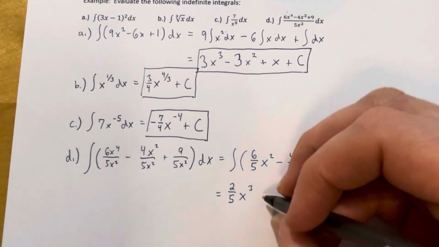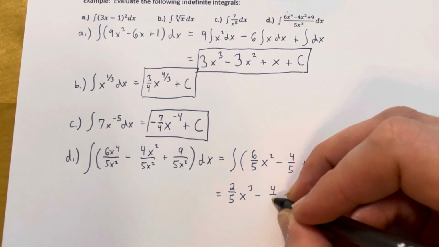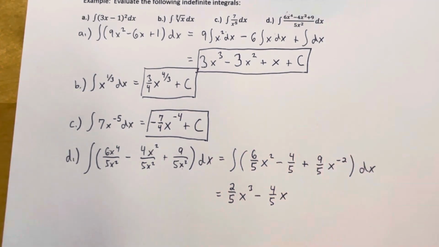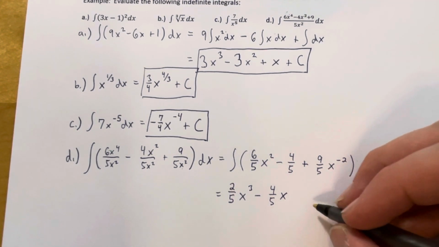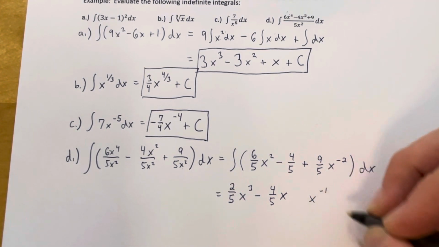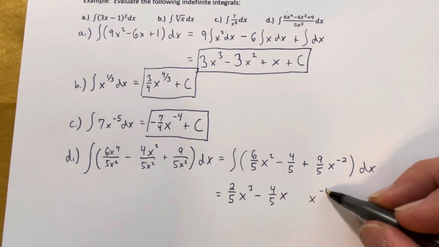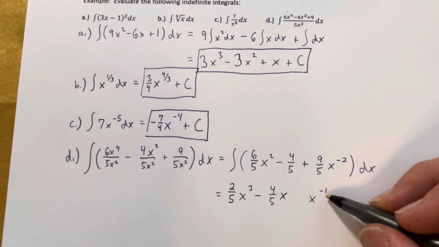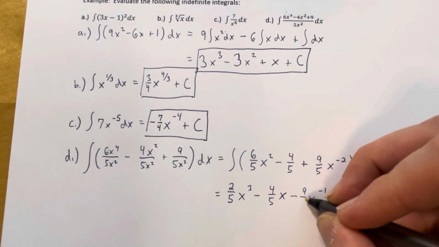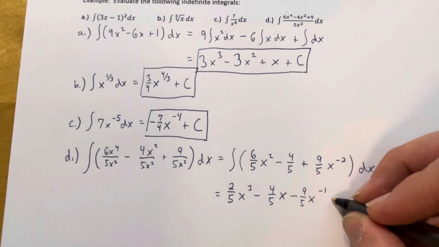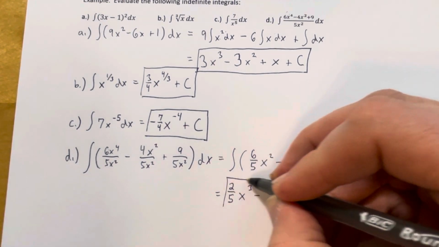Here, I have a constant. Constants are easy when you take antiderivatives of those. You just put an x in front. Here, I need to add 1 to the exponent, so I'm going to get x to the negative 1 power. Then I multiply by the reciprocal of this, which is still negative 1. All that does is it changes this plus to a minus. So I get negative 9/5 x to the negative 1 plus c, because you need that constant of integration in there.